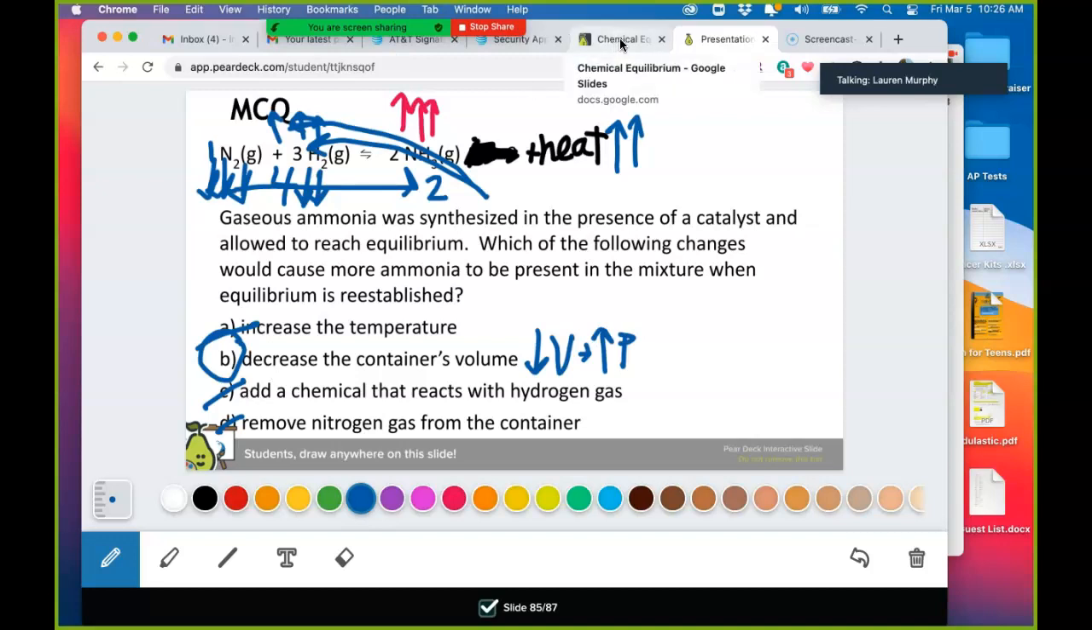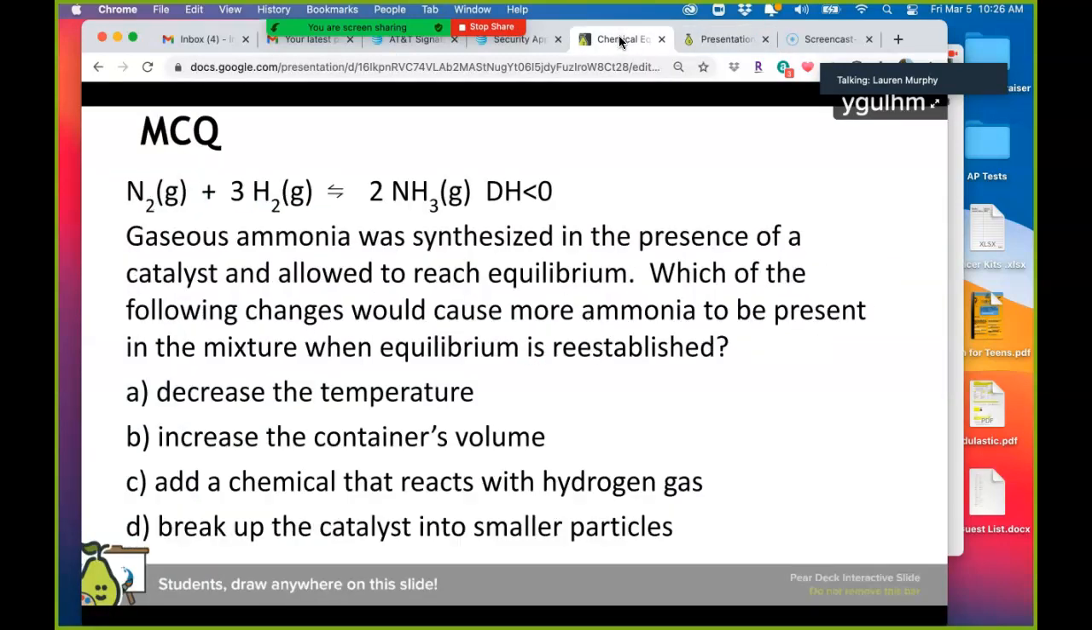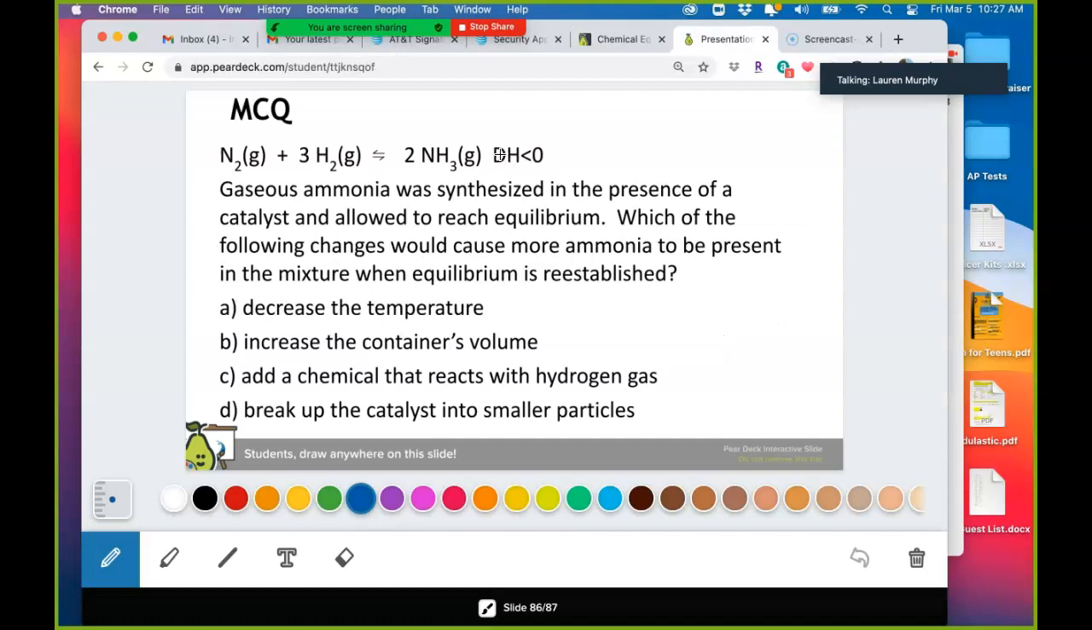All right, let's try another one. Now, I realize that the question is the same, but the answer options are not the same. So again, I have the same exact reaction, the Haber process. The delta H is less than 0, meaning it's negative, meaning it's exothermic. So I'm going to rewrite my heat as a product again because it's exothermic. And now it's the same exact process. They want you to make more ammonia, but they have different stresses in this problem.